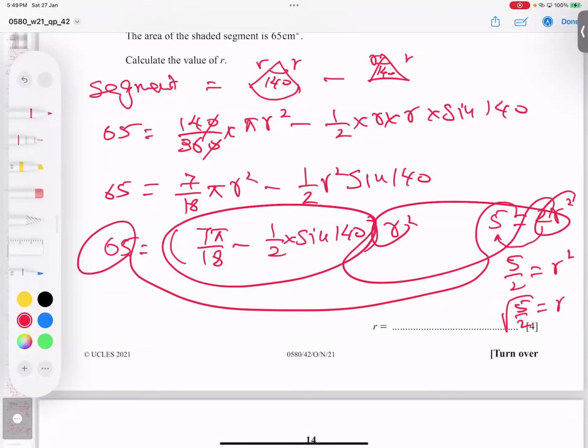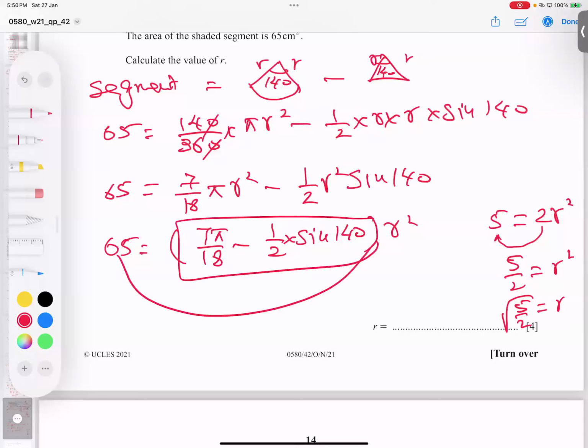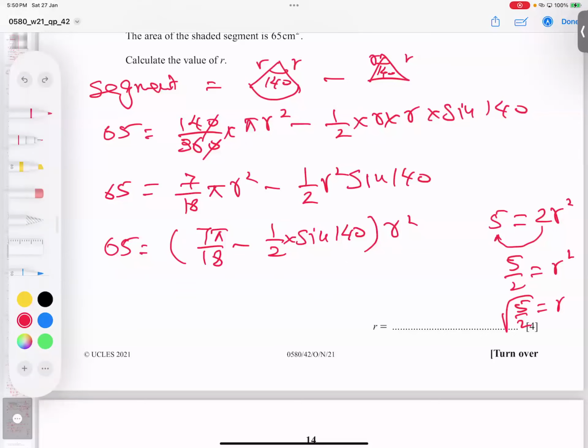I think now you understand the reason I'm going to divide under it. Okay, I can type it in the calculator and then divide, or I can divide first. So look at the way I am typing this whole thing in my calculator: 7 times pi divided by 18 minus half times sine 140, and the answer I'm getting is 0.900336.